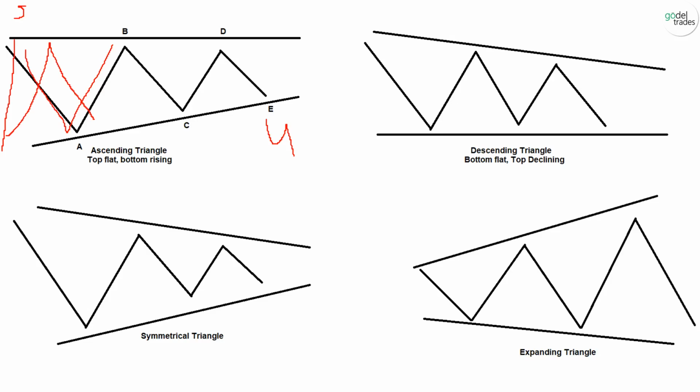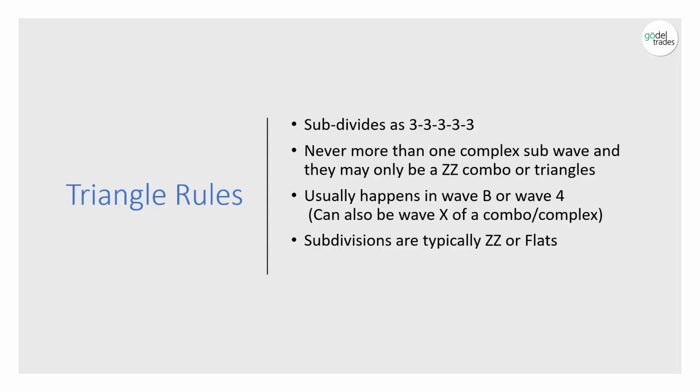Descending triangle, you have a bottom that's flat, and you've got this top trend line that's descending. The most common form of a triangle is a symmetrical triangle, where you have higher lows and lower highs, and that usually leads to the breakout. And then an expanding triangle, where both sides of the channel are extending, or expanding rather.